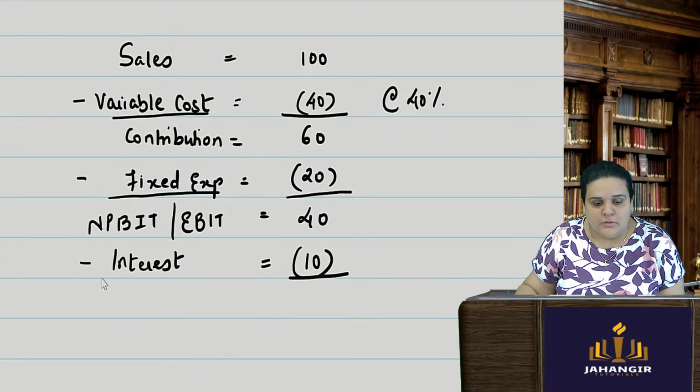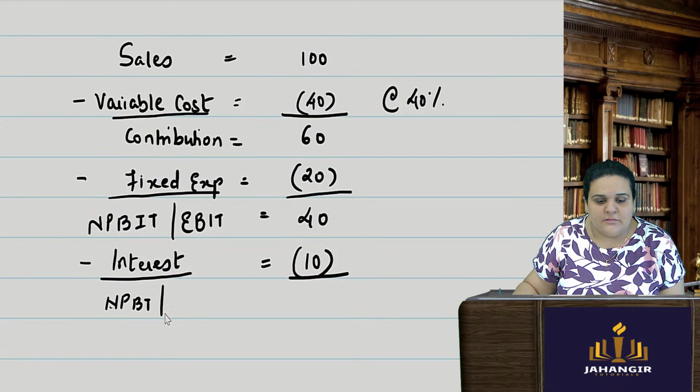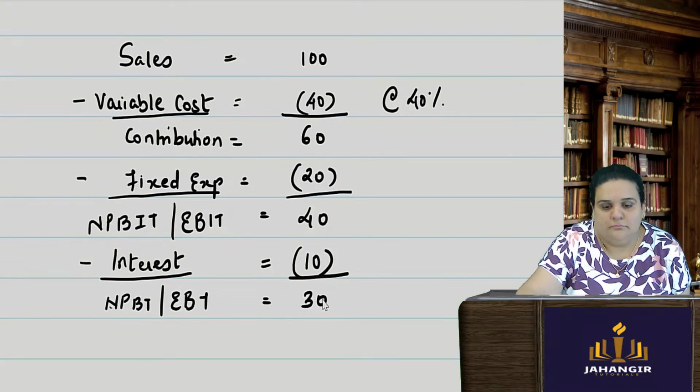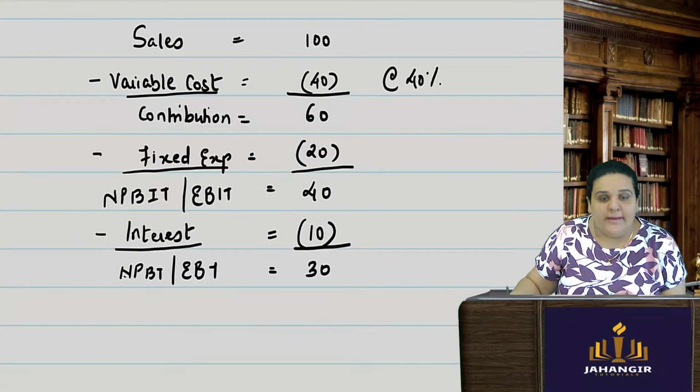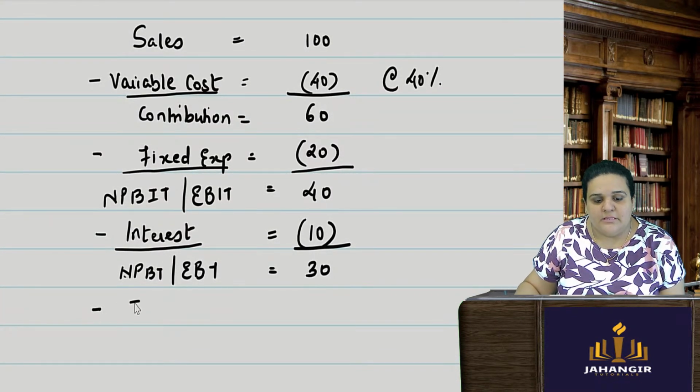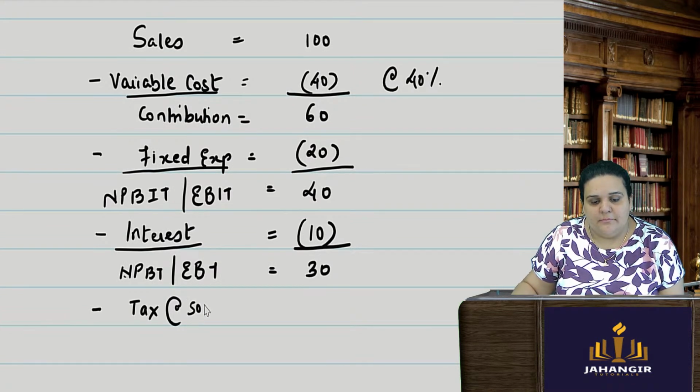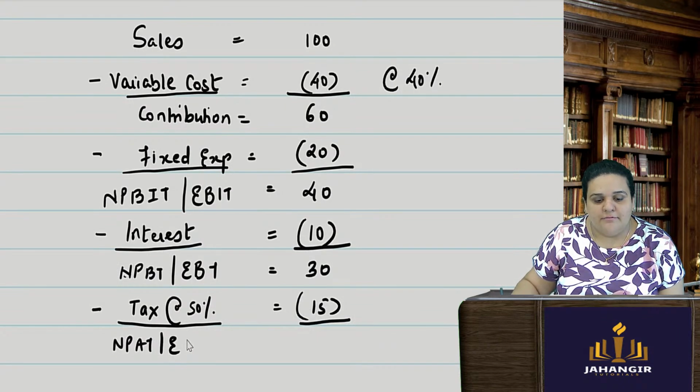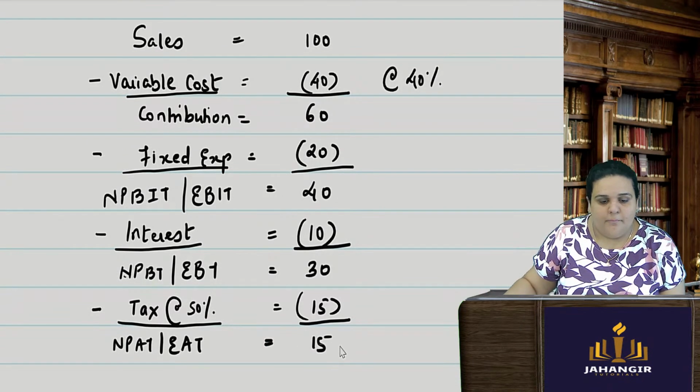So now my NPBT, net profit before tax or earnings before tax, is 30. Coming to my tax, say I have a tax rate of 50%. So my tax is 15. So my earnings after tax or net profit after tax is going to be 15, right?